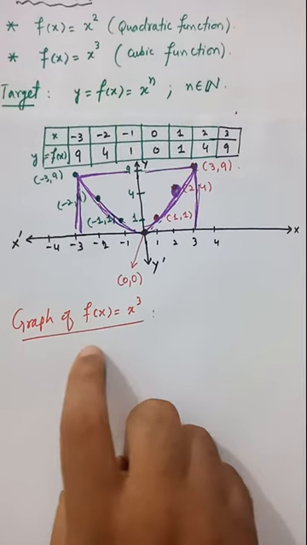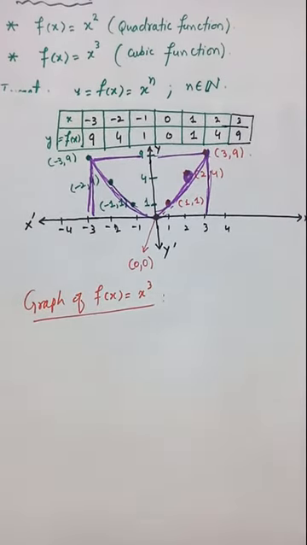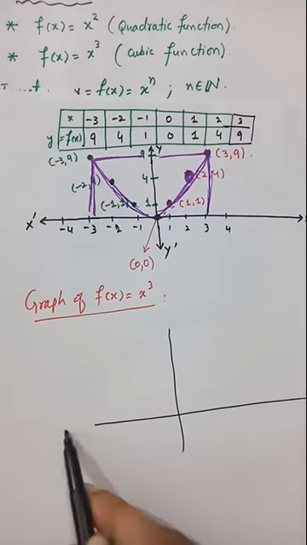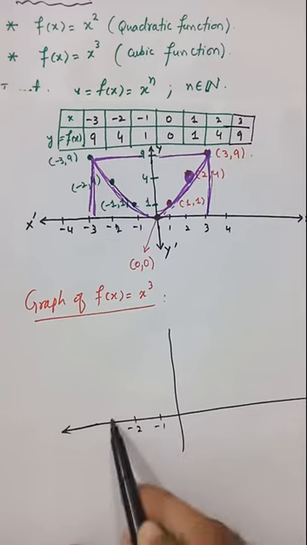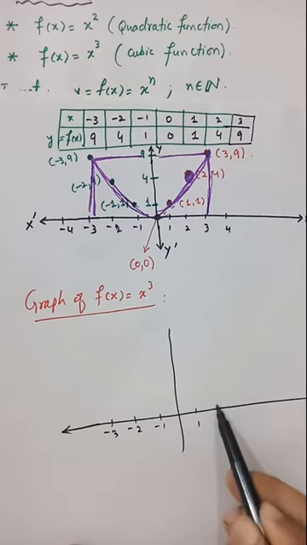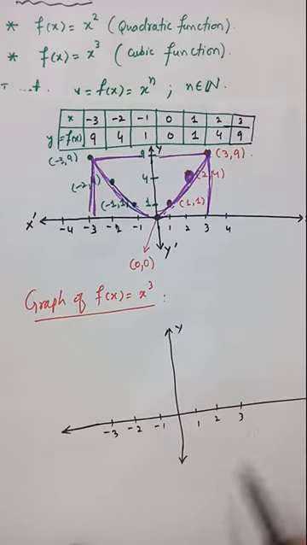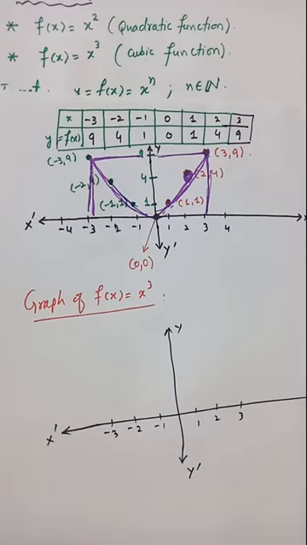Now considering drawing the graph of f of x is equal to x cube. The graph of this function is symmetric about the origin. Let's say this is -1, -2, -3, 1, 2, 3. This is the y-axis, this is the x-axis. So the shape of this graph is like this.